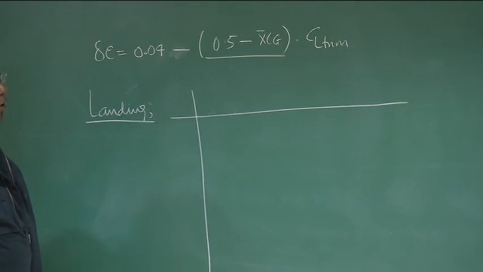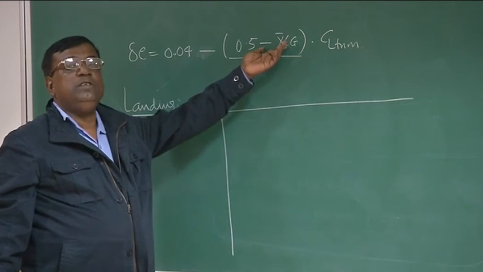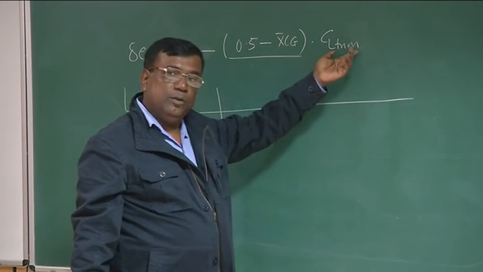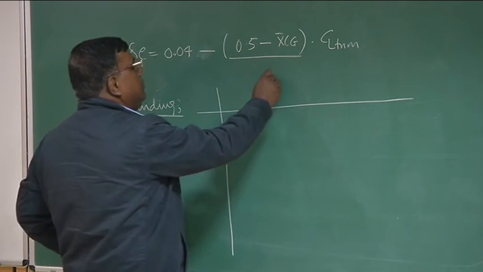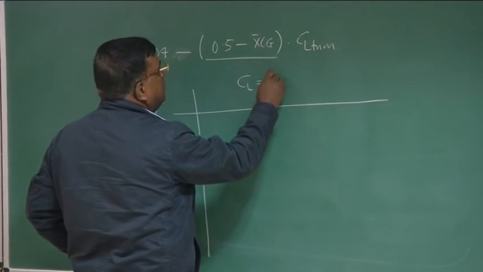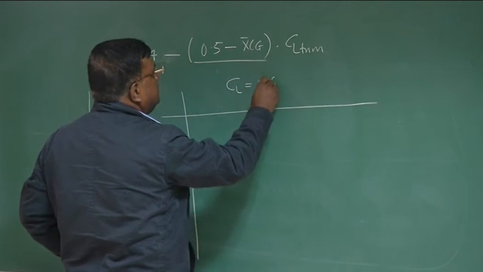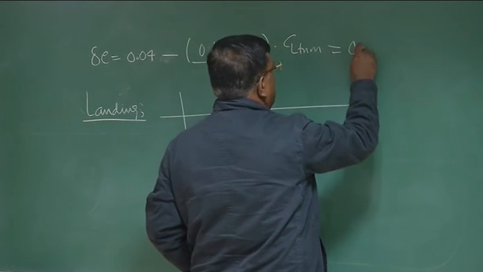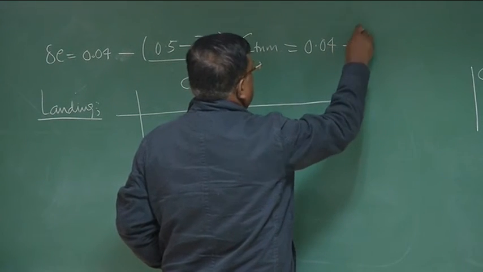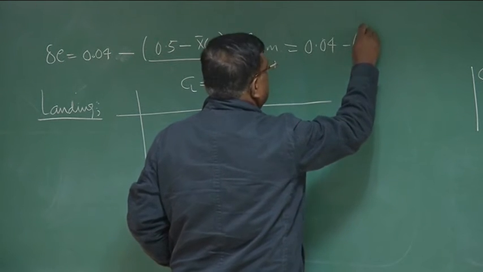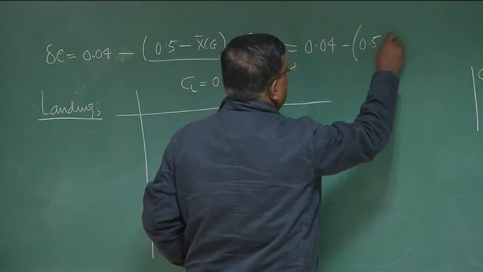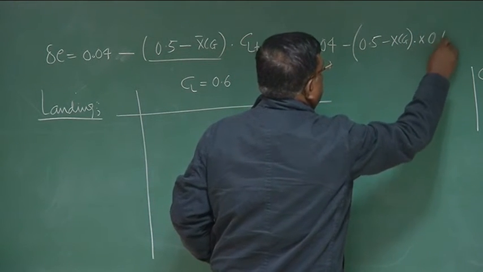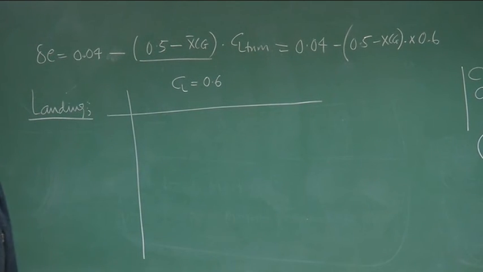I want to see what is the effect of moving CG forward for delta E required for a particular CL trim. Let me assume CL trim is equal to, let's say, 0.6. So what will this expression become? You can do this yourself: 0.04 minus (0.5 minus xCg) into 0.6. The CL trim value is 0.6.